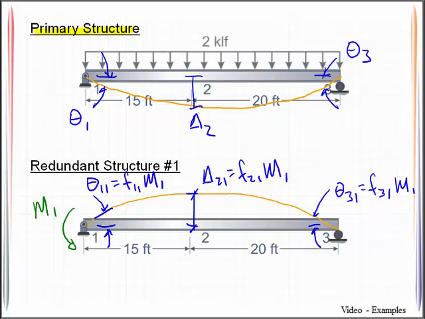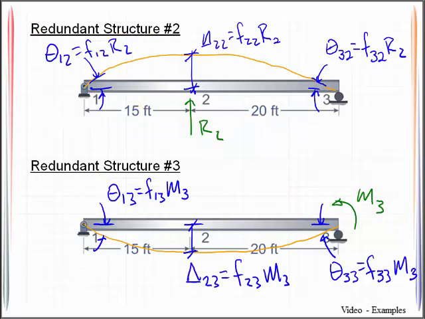Then I'll sketch the deflected shape for this, and I get a rotation at 1, displacement at 2, rotation at 3, and you'll notice that those are the locations where the redundant forces had been previously. That is why we chose that location. Then I begin the process of applying my redundant forces back onto my redundant structures. And I get, in this case, rotation at 1 due to a moment at 1, displacement at 2 due to a moment at 1, rotation at 3 due to a moment at 1. Those can also be rewritten in terms of their flexibility coefficients, F31 times M1, and so forth.